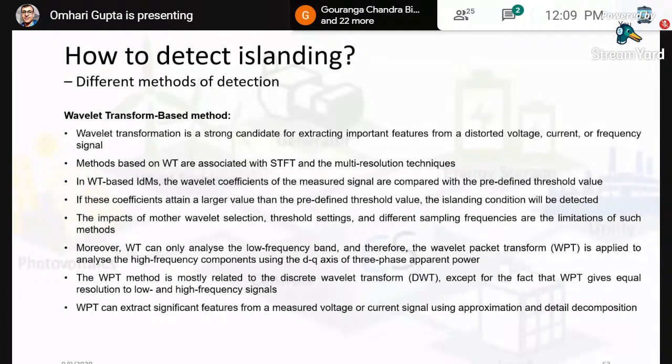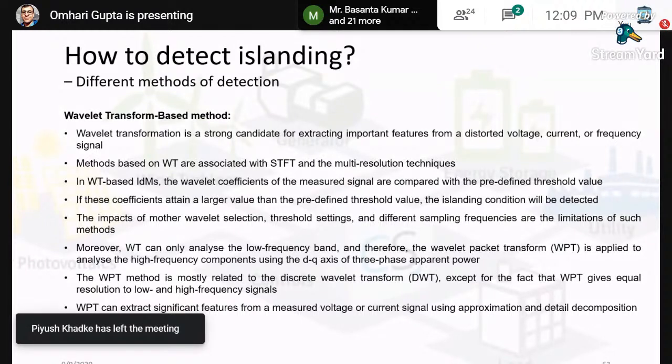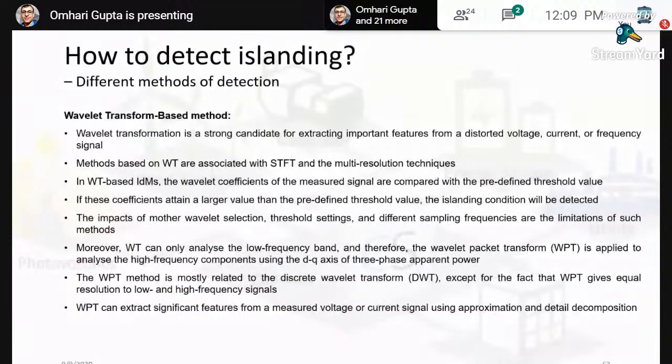This low frequency resolution problem has been mitigated using the wavelet transform based methods, that gives you better resolution. Methods based on wavelet are associated with STFT and the multi-resolution techniques. If these coefficients attain a larger value than the predefined threshold value, the islanding condition will be detected. This can extract significant features from a measured voltage or current signal using approximation and detailed decomposition.